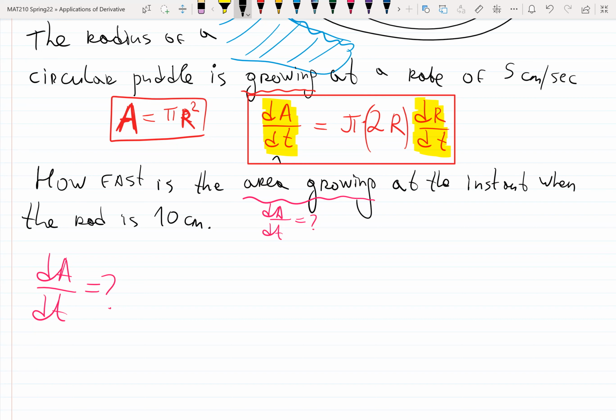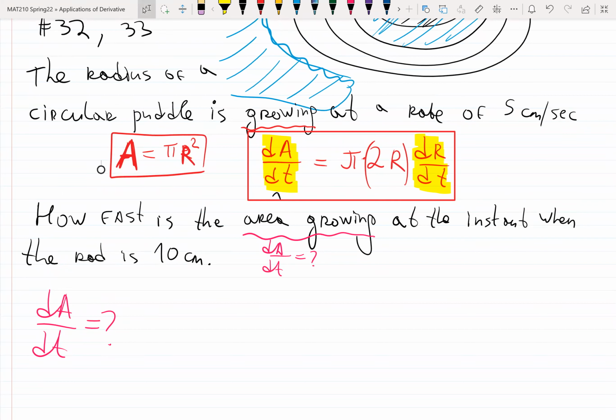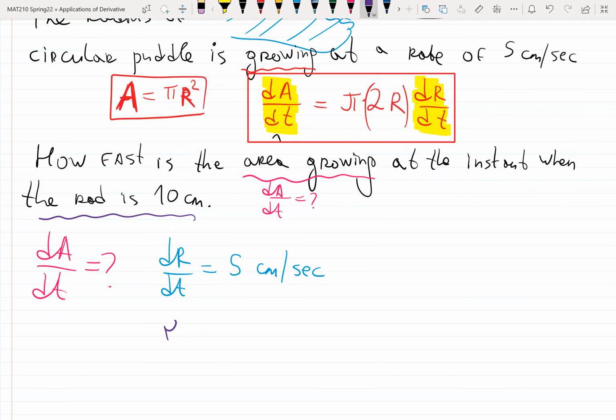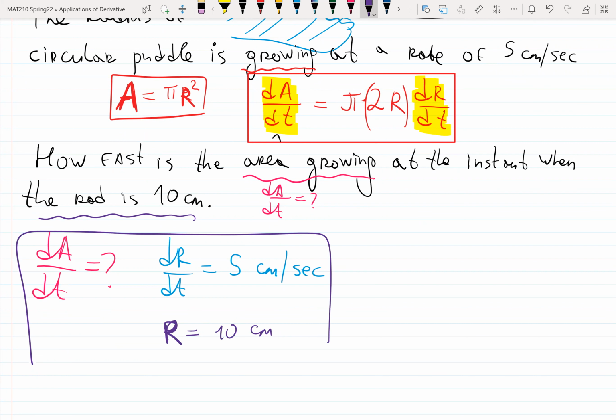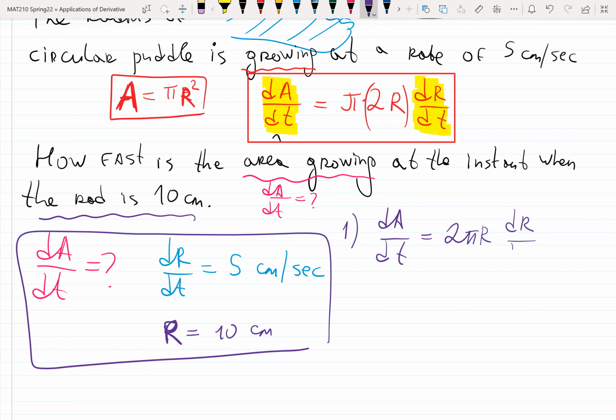Okay, so the radius of a circular puddle is growing. That means this was dr over dt. dr over dt was given as 5 centimeters per second. This per in slash gives you the rate. But this phrase, radius is 10, means that r is 10. This is enough to solve the problem. Plug everything in. Step 1, differentiate the formula we gave you: dA over dt equals 2 pi r dr over dt.